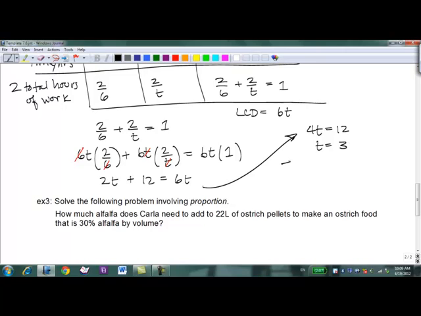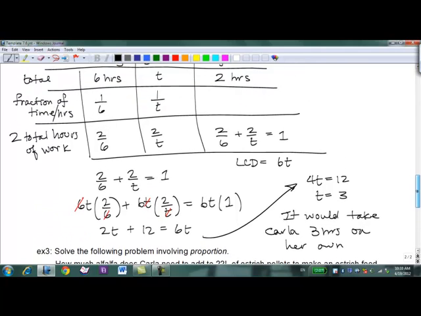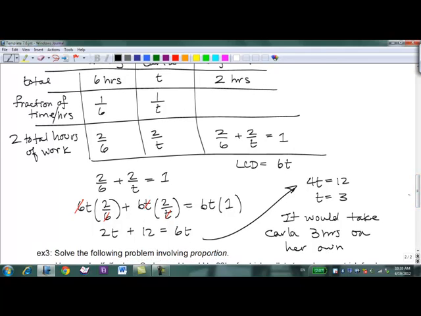So it would take Carla 3 hours on her own. So 6 hours for Lenny to do it by himself. Carla, it takes her 3 hours. When they do the work together, 2/6 plus 2/t gives us our total amount, and for her that's 3 hours.